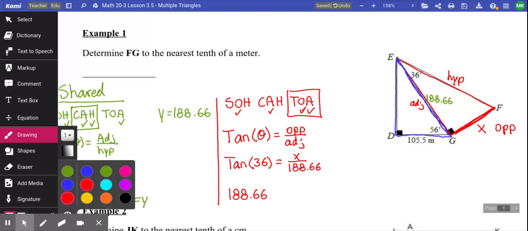So I'm going 188.66. Then I'm going to decide, do I want to multiply or divide? I'm multiplying because x is on the top. So it's 188.66 times tan of 36. I got 137. Beautiful. So 137.1? Yeah, I'll trust it. If you're both getting it, I trust it.